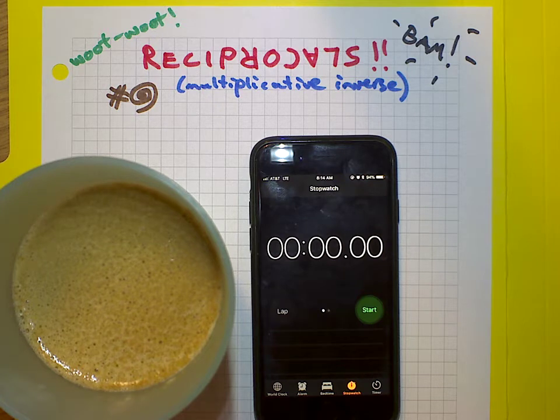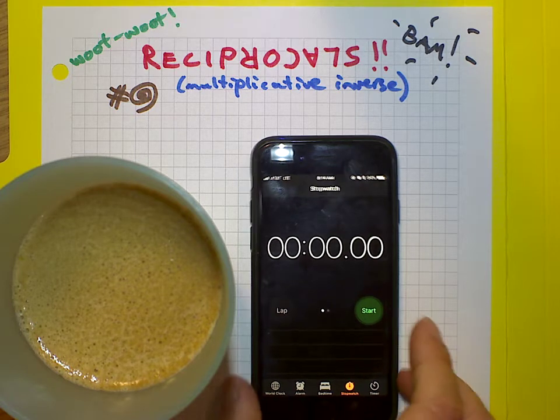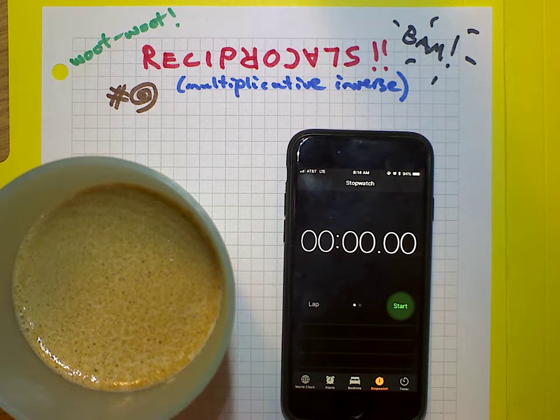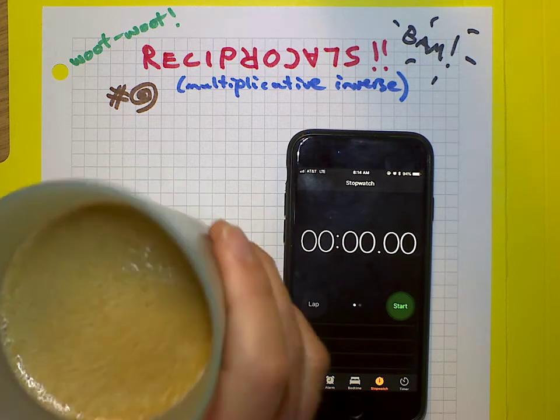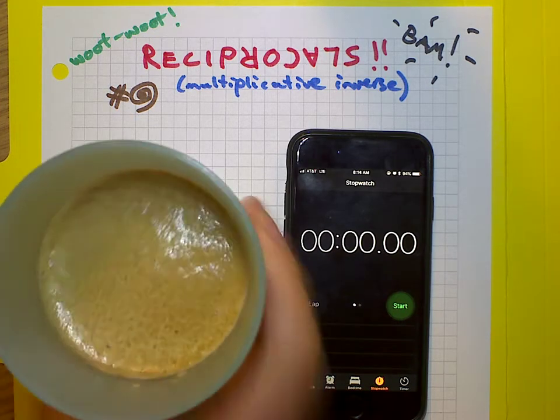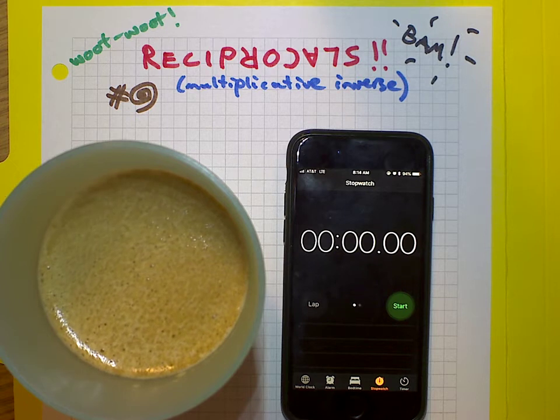We've been talking about reciprocals and having trouble with words like factors and multiples in class. So I'm hoping with the help of a little timer, a little stopwatch, and a little bulletproof coffee here, I can keep this short and sweet. And also by not hitting the start button until I decide I'm going to start with real content.